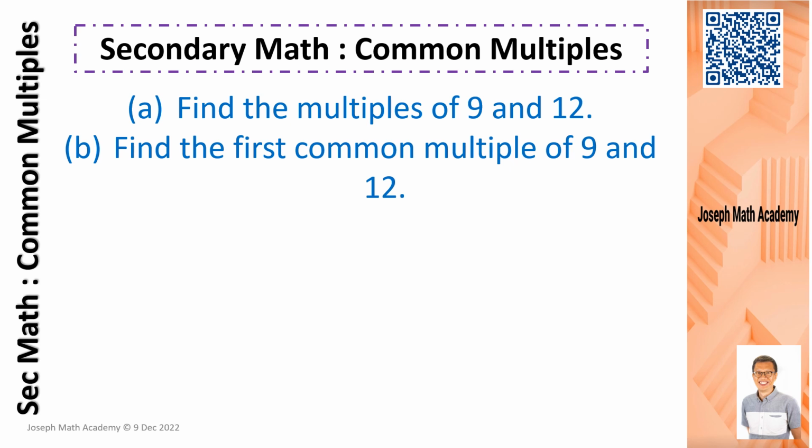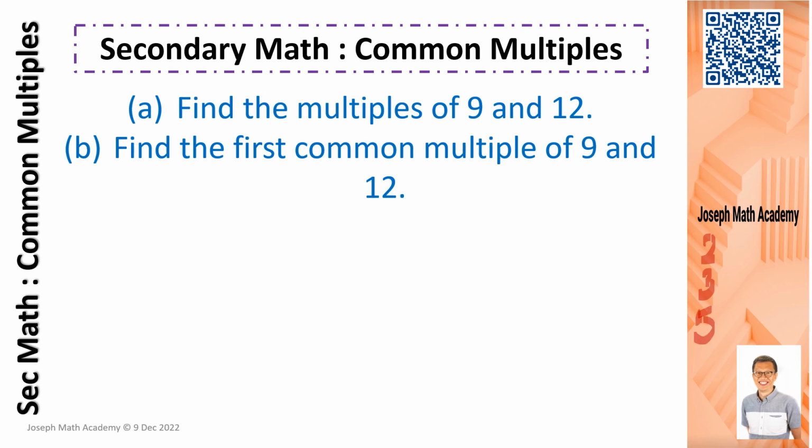Okay, so let's recall what prime numbers are. Prime numbers are numbers which can only be divided by itself and by the number 1. So 2 can be divided by itself and the number 1. 3, too. Now 4 is not a prime number because 4 can be divided by 2. Alright, 1, 2 and 4. So there are 3 divisors. So 4 is not a prime number.